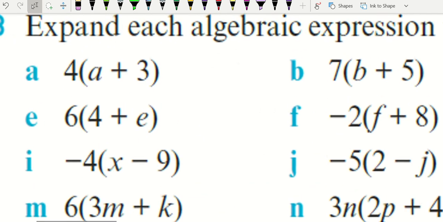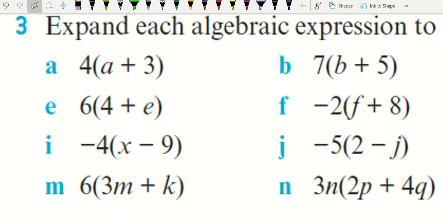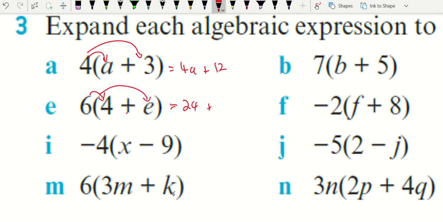I might do a few from your book as well, just to help you get around it. So remember, this is equal to 4a. Carry that plus through, plus 4 times 3, which is 12. Let's have a look at this one. 6 times 4 is 24, plus 6 times e, so that's 6e.